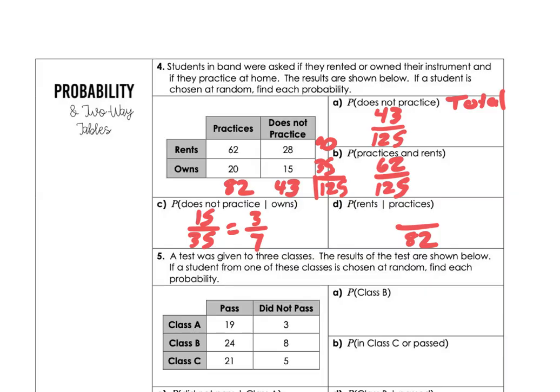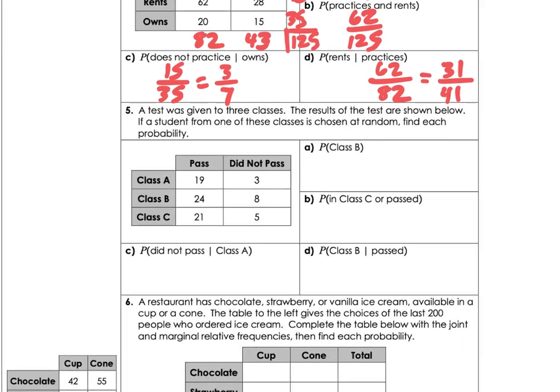Out of those 82, we're only looking at those 82 students. How many of those 82 students also rent their instrument? 62. So 62 out of 82. 2 goes out of both of those. And we get 31 out of 41.